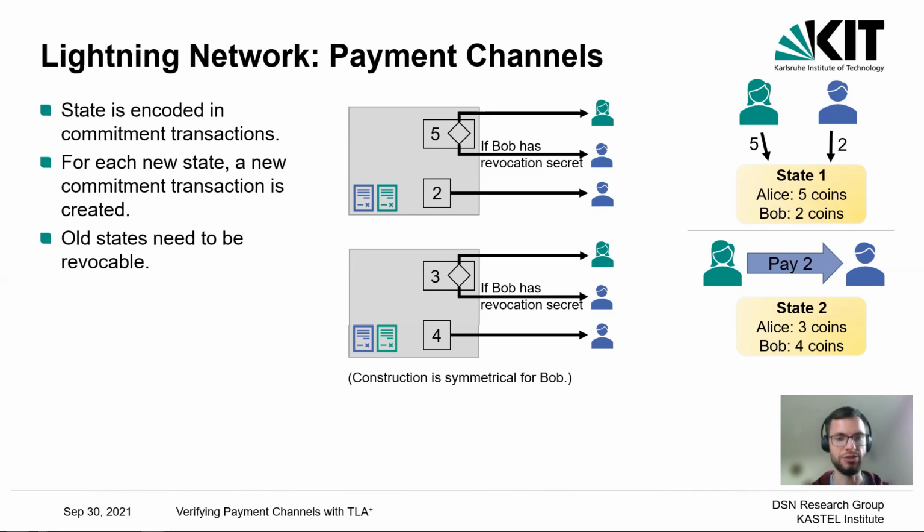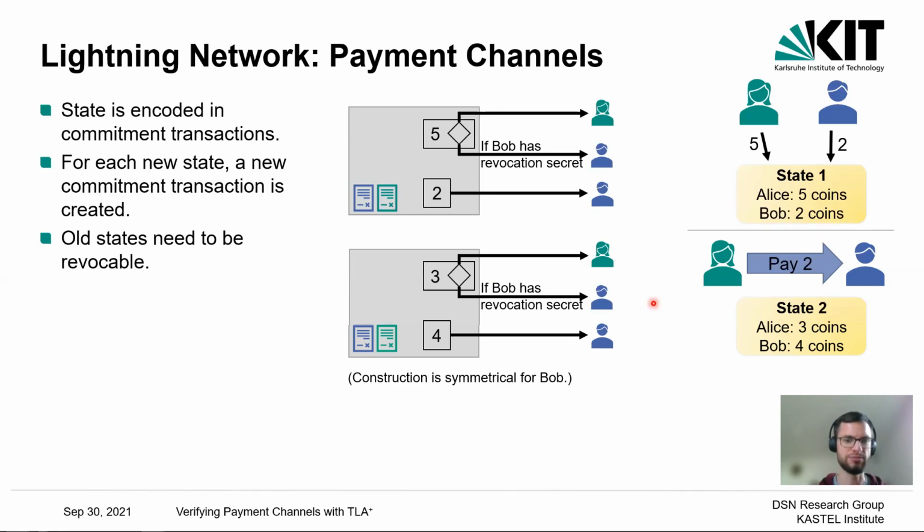So if we are in state 2 and Alice publishes the first state, then Bob can use the revocation secret to spend those 5 coins. And also he can spend these 2 coins, and thus Bob gets the whole balance in the channel and thereby punishes Alice for publishing this outdated state. But if Alice would publish the correct commitment transaction of state 2, Bob does not have the revocation secret for this state 2, and thus only Alice can redeem those 3 coins.